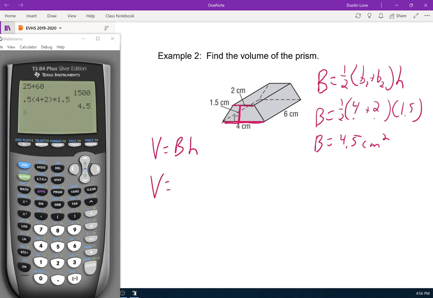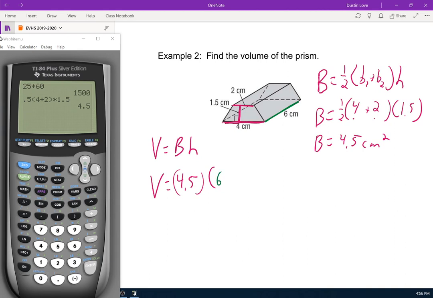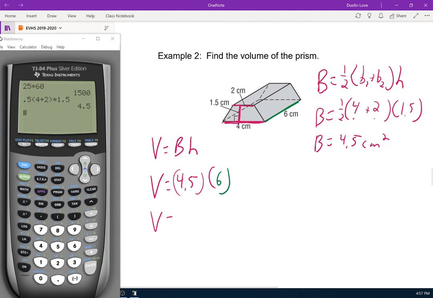Now we jump over to the volume formula. Area of the base is 4.5 times the height of the prism, which is 6. Then 4.5 times 6 is 27 centimeters cubed. Most difficult thing here is keeping track of which height applies where.